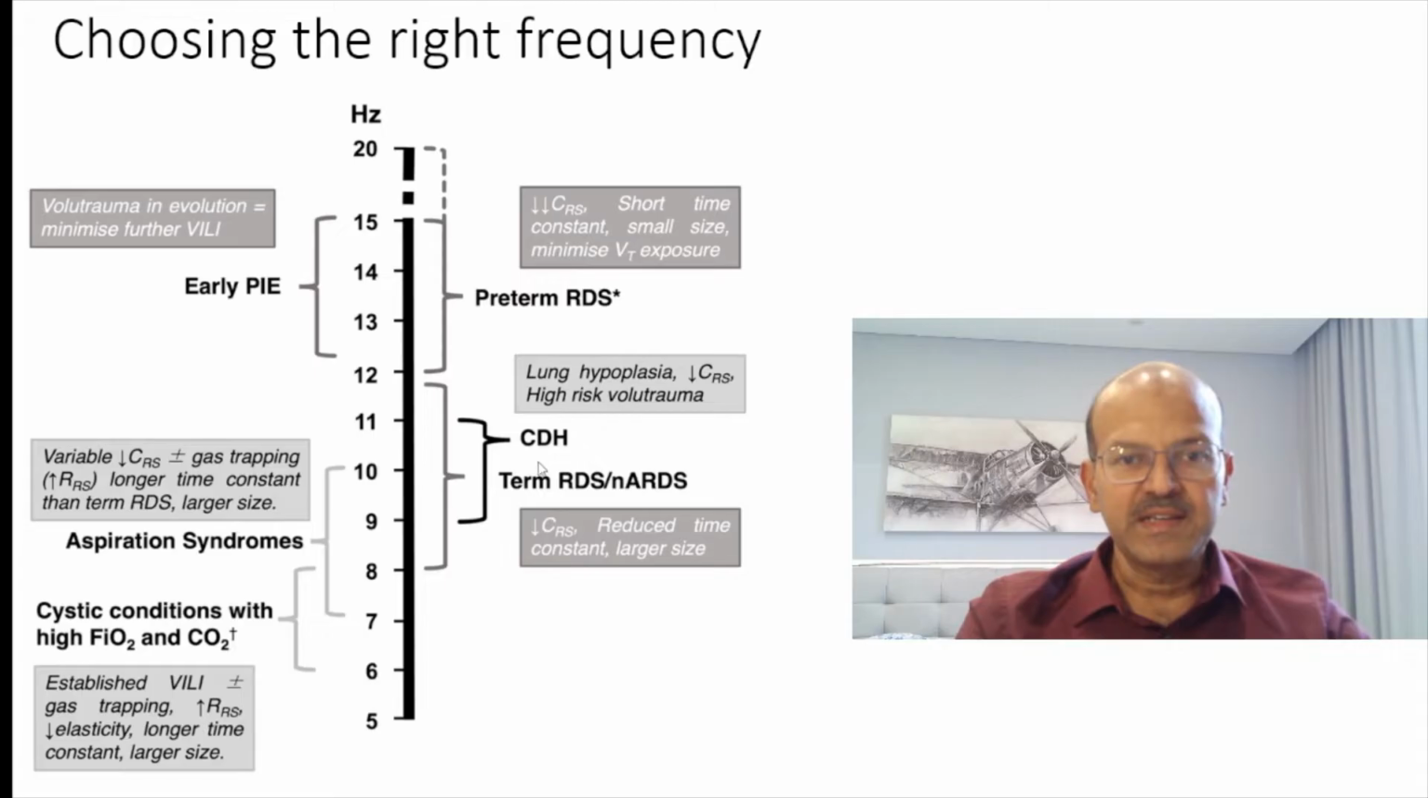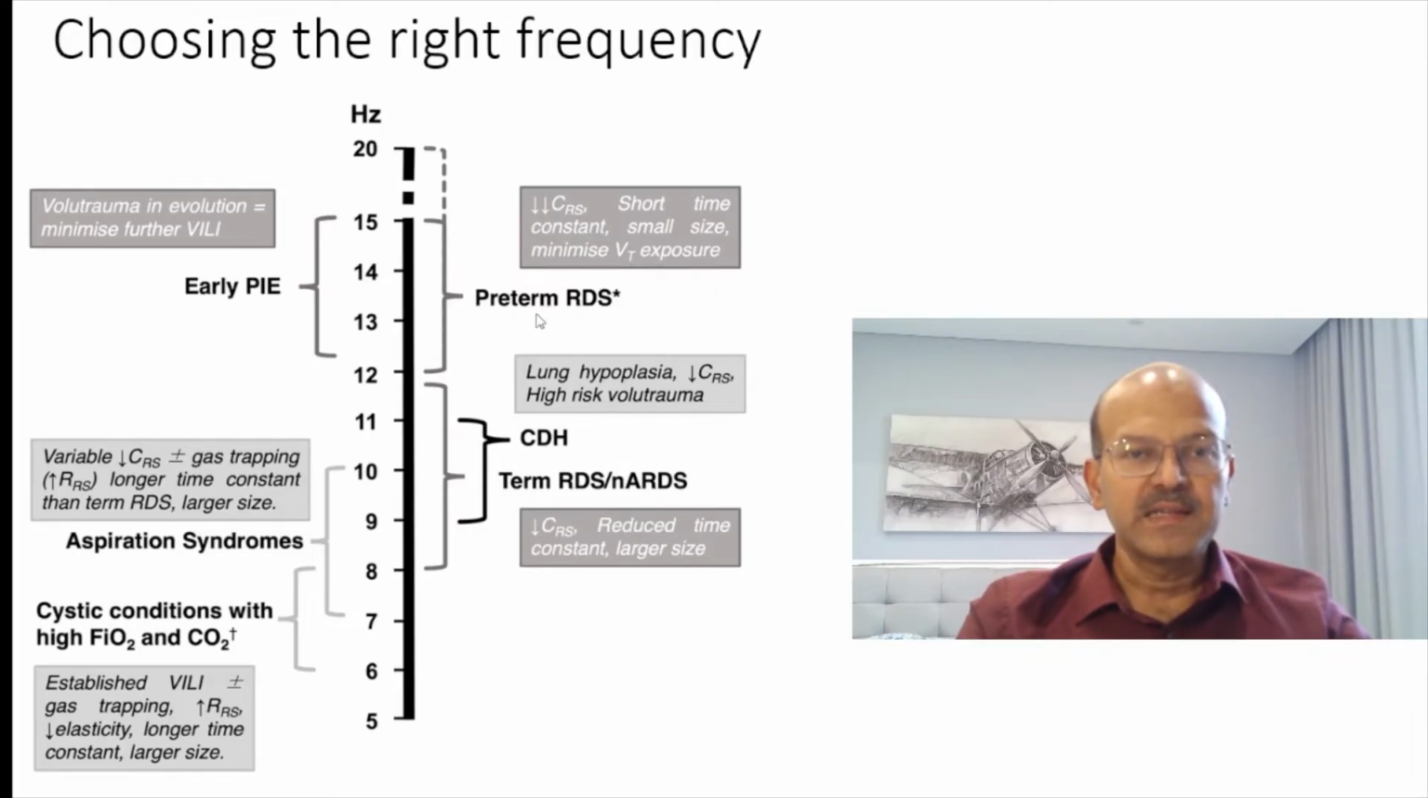In diaphragmatic hernia and in term baby with RDS, the compliance is reduced and the time constant is short, but the babies are bigger. Again you would keep 9 to 11 or so. In lung hypoplasia, there is a reduced compliance, but there is a high risk of volutrauma. So again, you would keep 8 to 12.